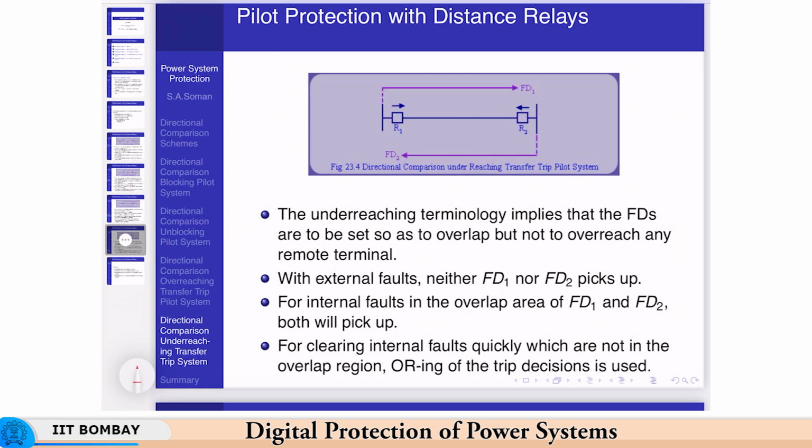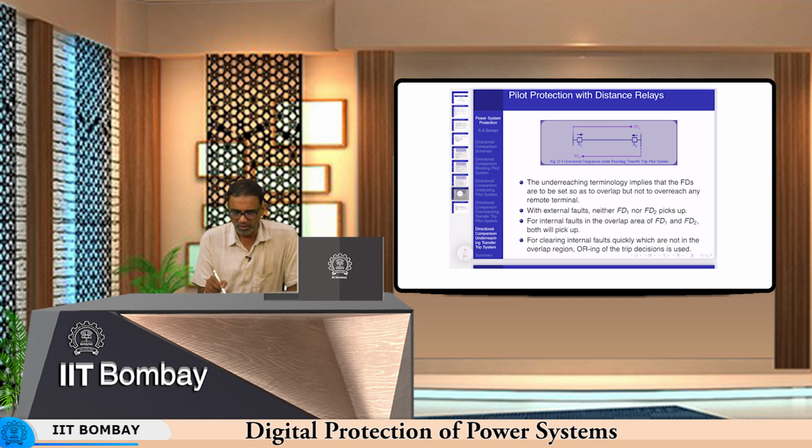This is also known as a zone acceleration scheme, where simply if FD1 picks up, the zone 2 timing is set to zone 1. It is very similar. I am not confusing you with terminology, but remember that there is a slight difference in how it is implemented. So, directional comparison underreaching transfer trip, a variation is zone acceleration, which is very popular and very commonly used.